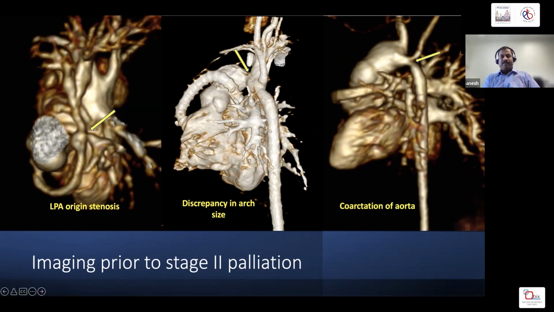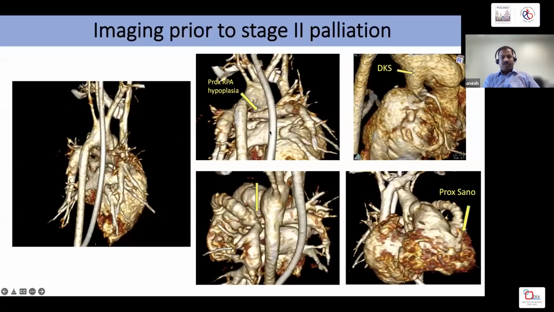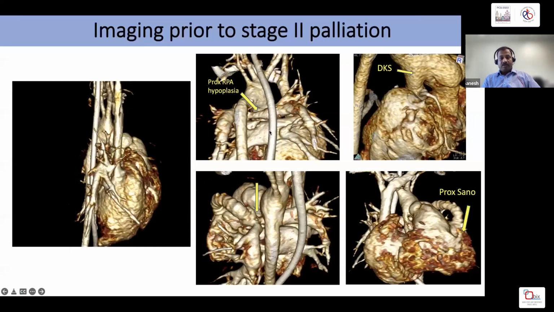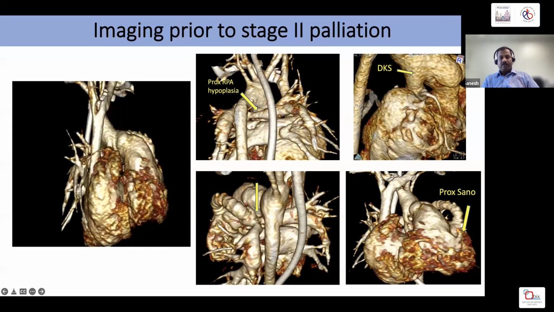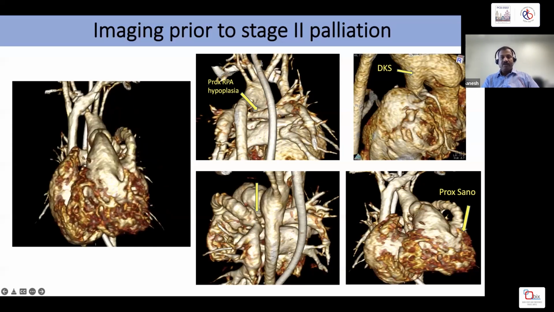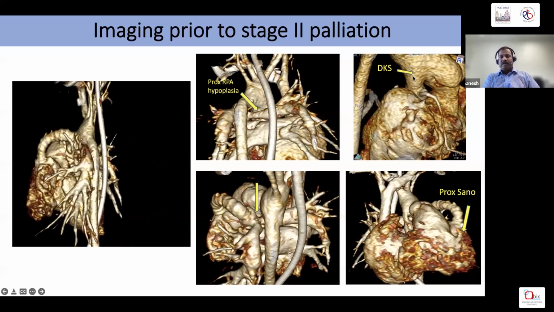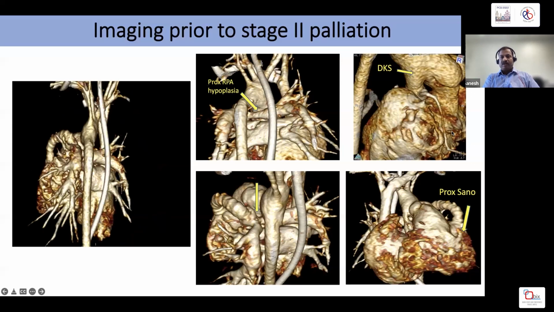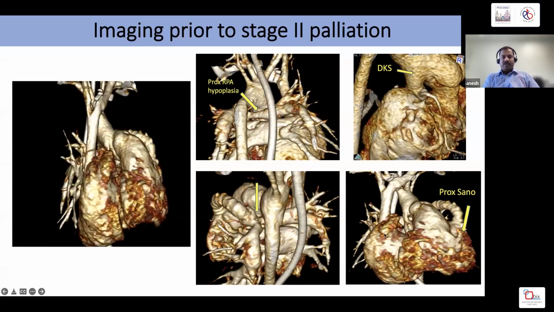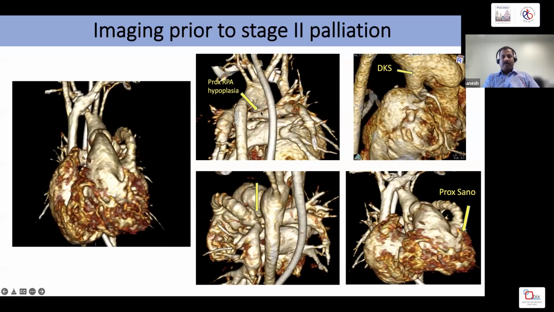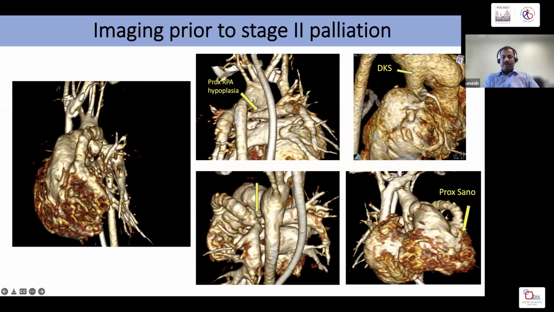Another example is a pre-Glenn study for a patient who had Norwood as a first palliation. As you can see, the CT clearly shows the Damus-Kaye-Stansel connection and the coronary artery filling very well. You can see the proximal Sano connection here. The distal Sano has caused some distortion of the pulmonary arteries. Also, this patient has proximal RPA hypoplasia, and this was addressed at the time of bidirectional Glenn.